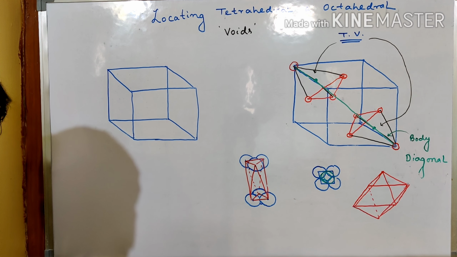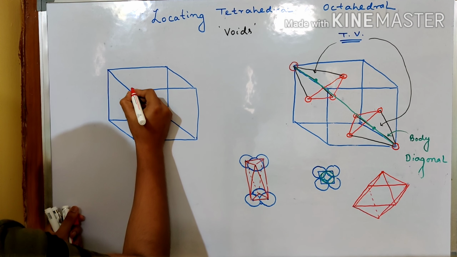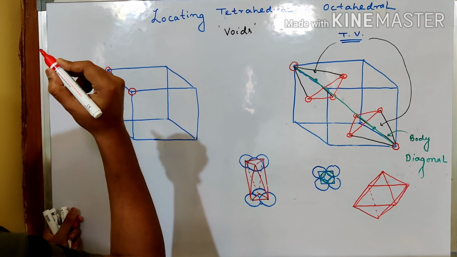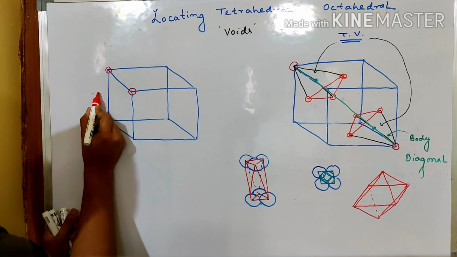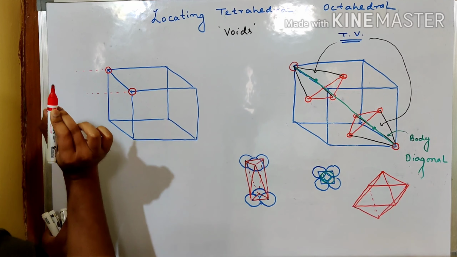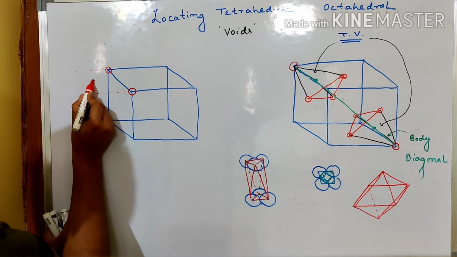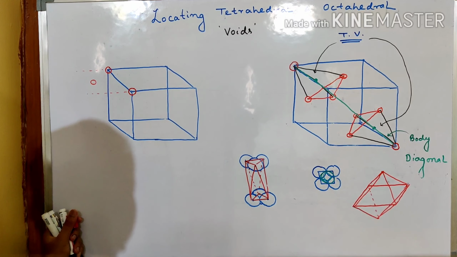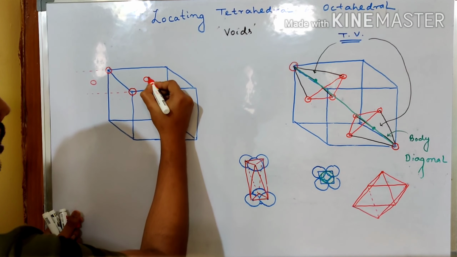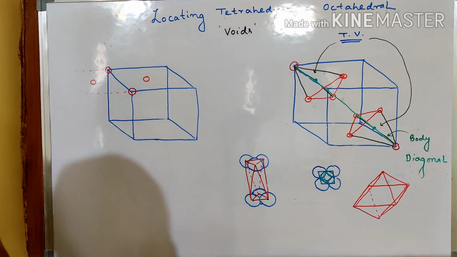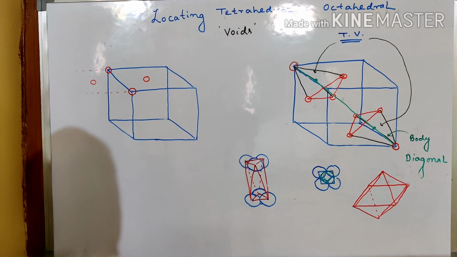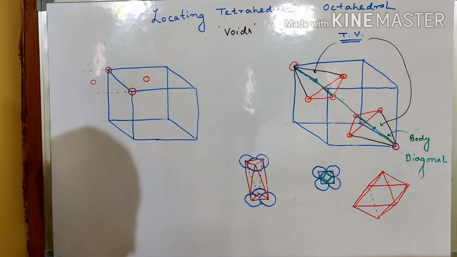So the atoms are this one, then on this side there is another face, right? At the center of that face there will be another atom, and the center of this face also there is another atom. So these 4 I have chosen. 1, 2, 3, 4, these are the 4. So I'm joining them.